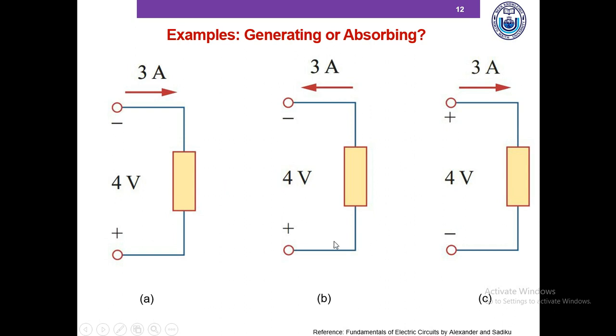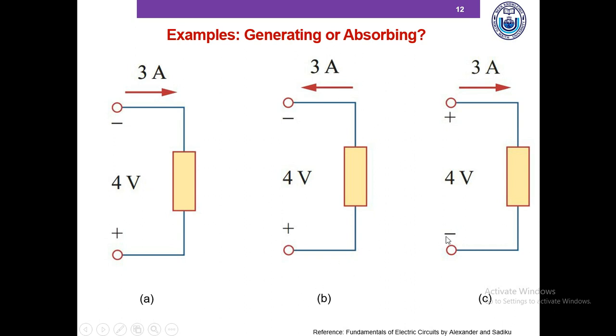Okay, let's go to figure B here. Here, current is going out of the negative terminal, which means it came through the positive terminal. Otherwise, there is no way it can go out of the negative terminal. So this is actually following our format, so we don't have to change anything. We just multiply 3 ampere times 4 volt. We get 12 watts, which is a positive number. That is why this element is absorbing power from the circuit.